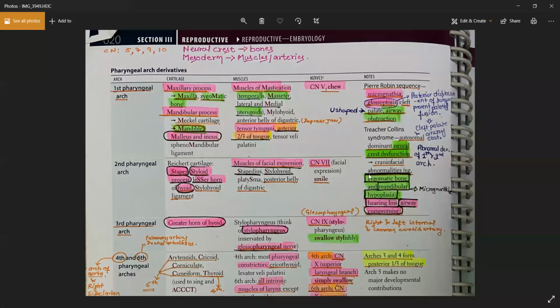You will have hypoplasia of the zygomatic bone and mandibular bone. Because of the loss of malleus, incus, and stapes, you will have hearing loss. The hyoid bone will be lost, and that will lead to airway compromise also. So, midface hypoplasia, mandibular hypoplasia, micrognathia, airway obstruction, and hearing loss will all be present in Treacher-Collins syndrome.